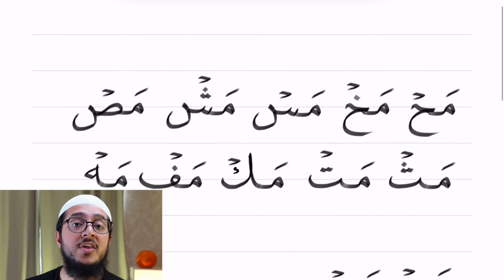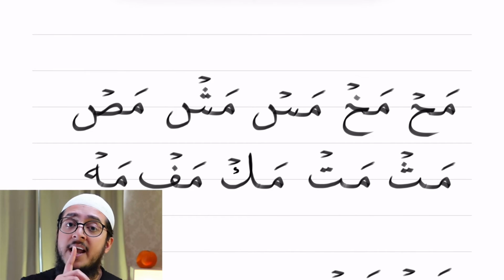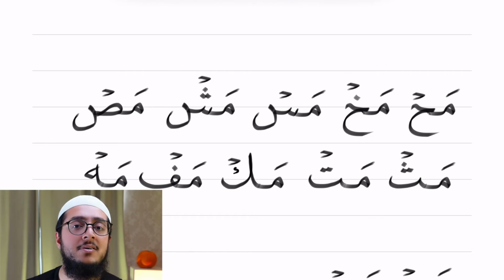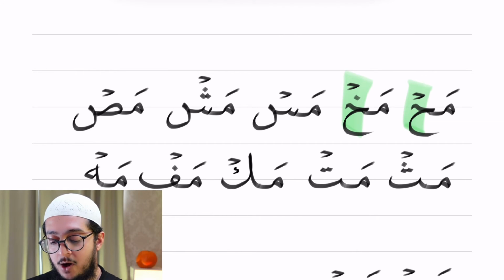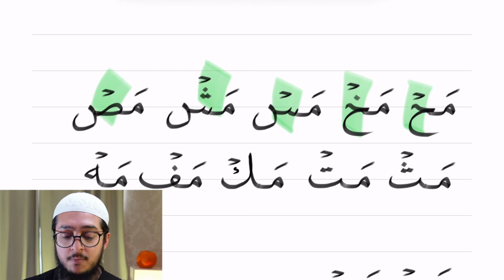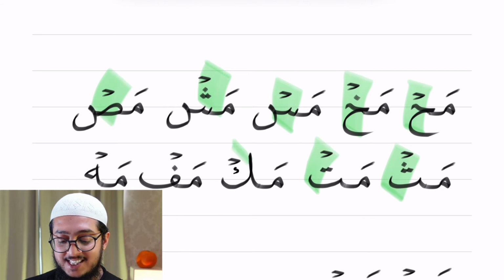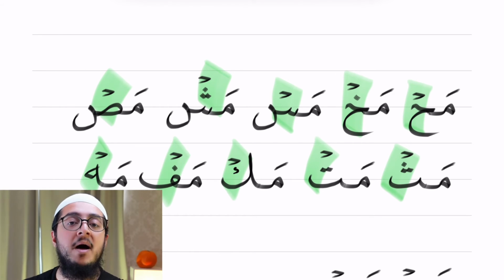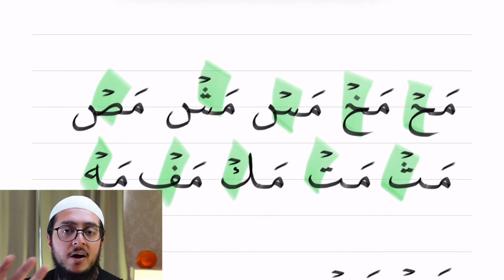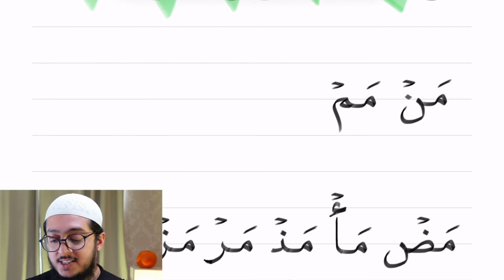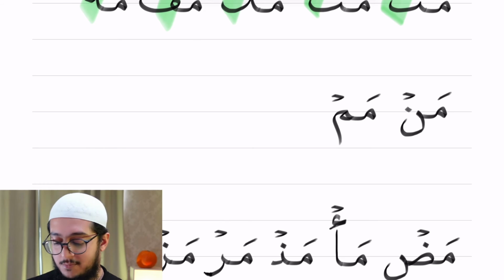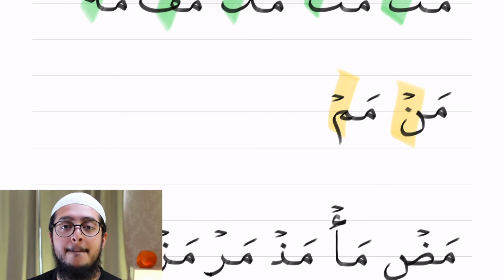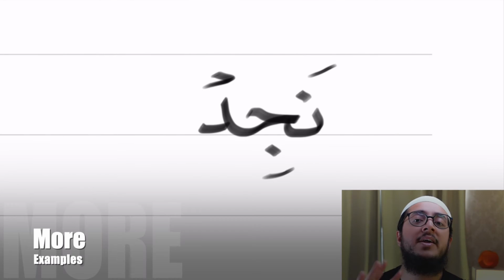Next, there are certain letters when they're silent, they whisper. Only when they're silent. We have examples: mah, mah, mas, mash, mos, math, mat, mak, maf, mah. They whisper. There are certain letters when they're silent, they buzz in the nose. Quite a lot. Man, mam. Now let's look at some practical examples.